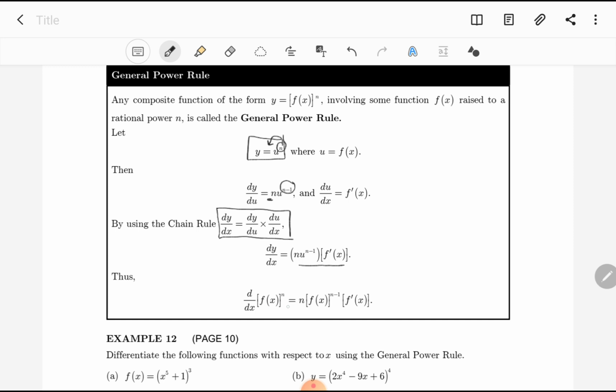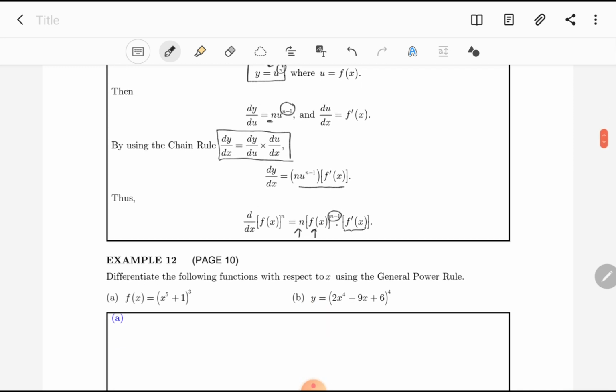Thus, we have the differentiation of f of x to the power of n equals n, from the original power, copy the function and reduce the power by 1, and we multiply by the derivative of the function itself.